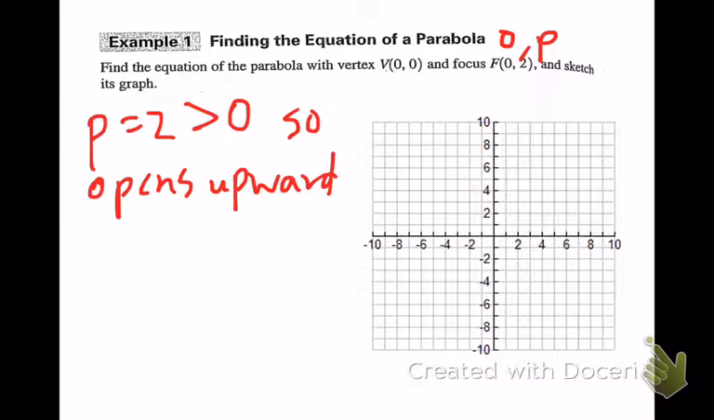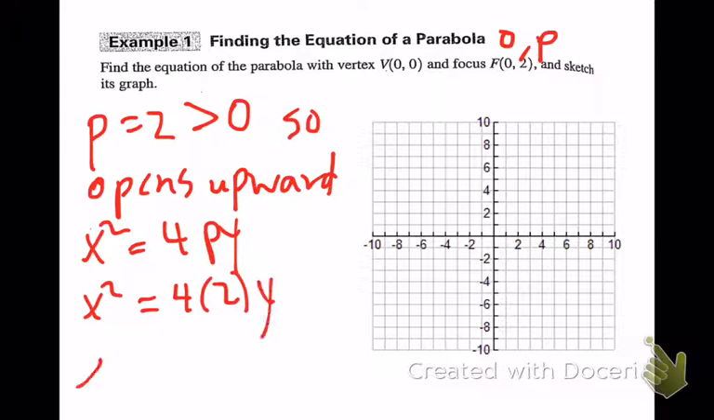And then we saw on the previous page that the form of the equation of a parabola is x squared equals 4py. So we've got x squared equals 4py, and we know what p is. So x squared equals 4 times 2 times y, so x squared equals 8y. That's the equation of this parabola. X squared equals 8y.